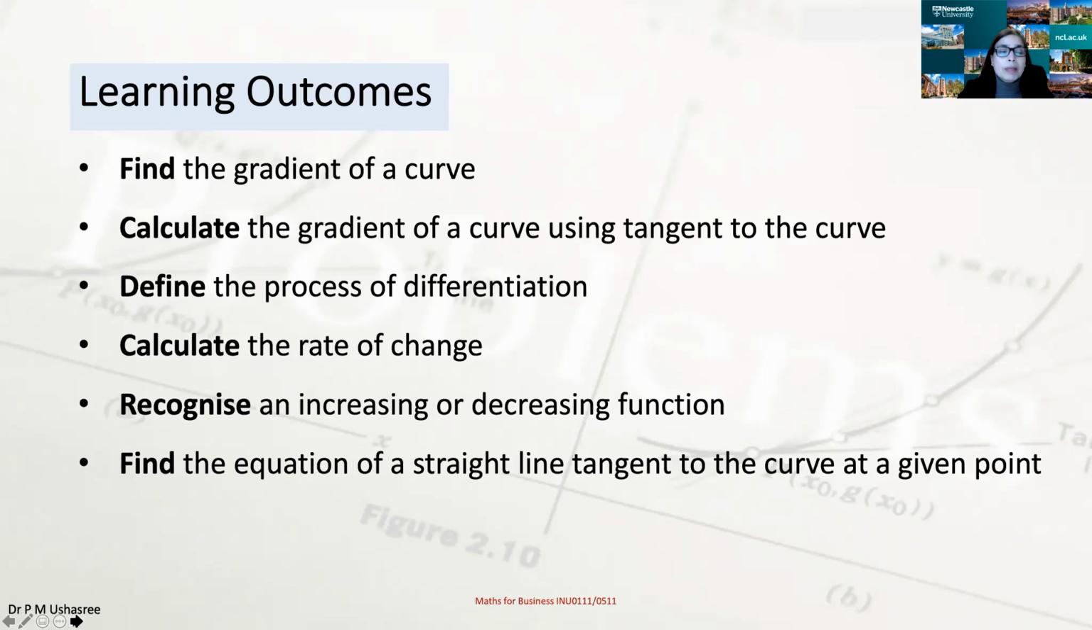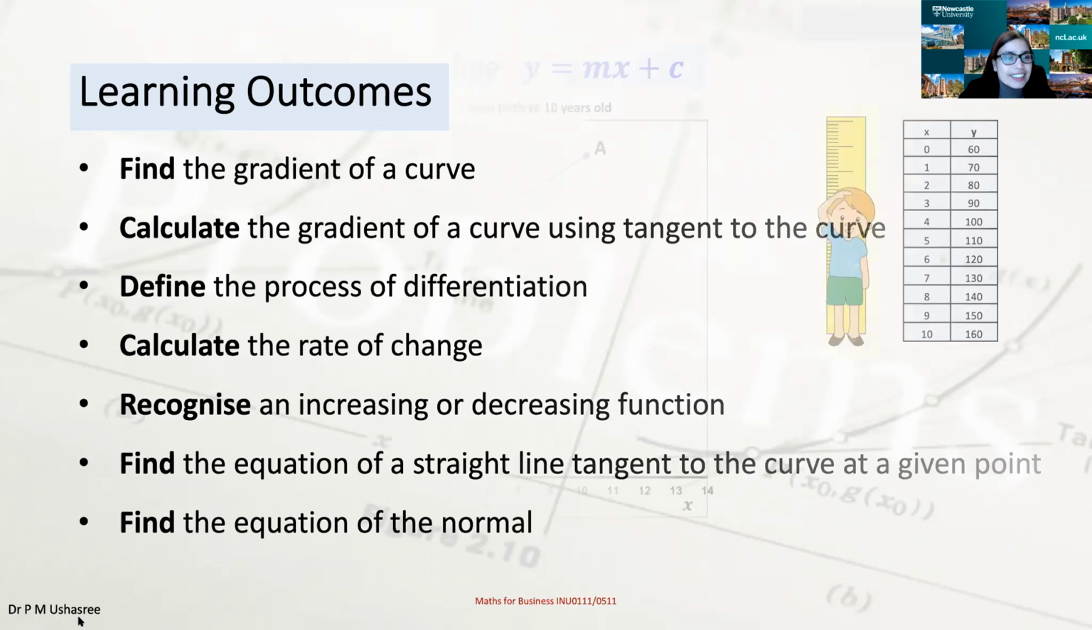You should be able to find the equation of the straight line or the tangent to the curve at a given point and find the equation of the normal. Okay, that's what you should be good at by the end of this week, yeah?